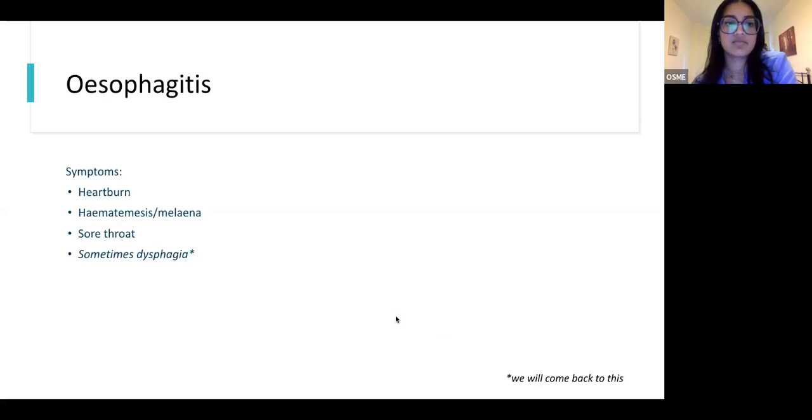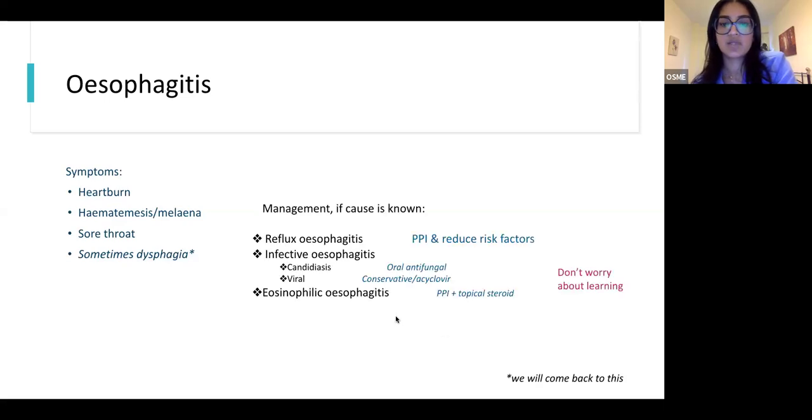Symptoms are very similar to what we've talked about. Management is slightly different based on the cause. Reflux is the same, so PPI and addressing the risk factors. For infective, you'd want to treat the underlying cause of the infection. If it is Candida, then you'd give them an oral antifungal. If it's viral, normally conservative. If it's persisting, or if you know the specific virus causing it, then you can give them acyclovir if it's a herpes virus. And for eosinophilic, you can also try steroids.